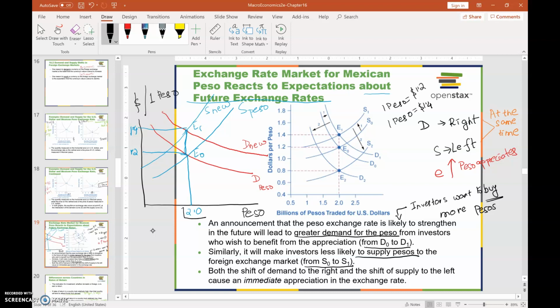And take a look at the quantity of pesos traded in the market. That is not changing. The quantity of pesos traded has stayed the same, only the exchange rate has gone up. So my comment here is the quantity of foreign currency does not really change so much, while the price of foreign currency keeps changing. So we can say the foreign exchange market is very volatile because the prices keep moving all the time.